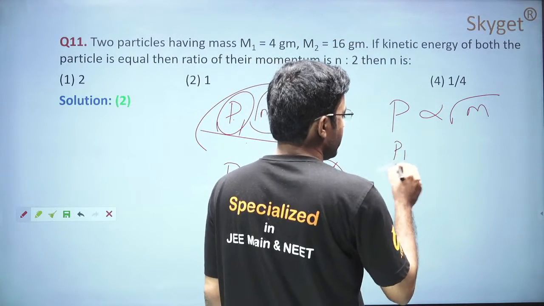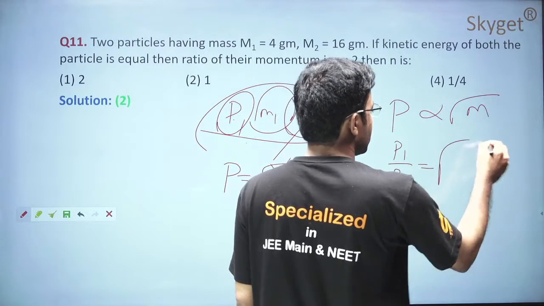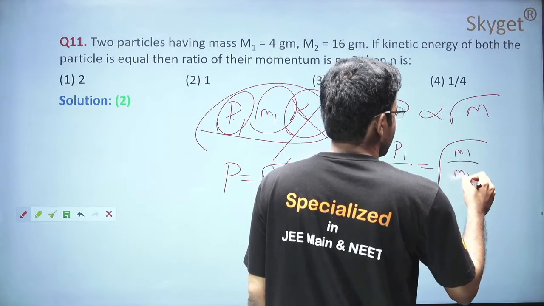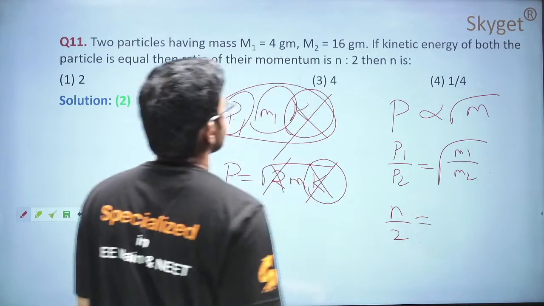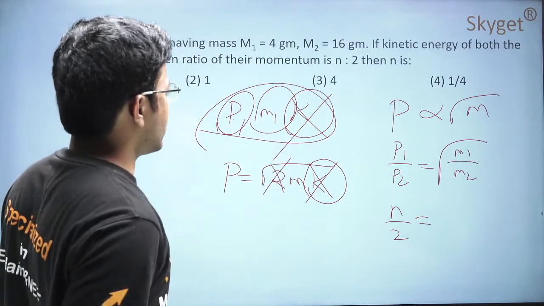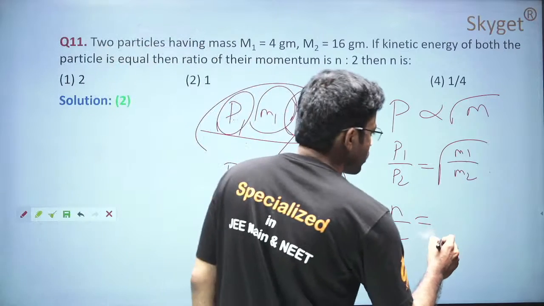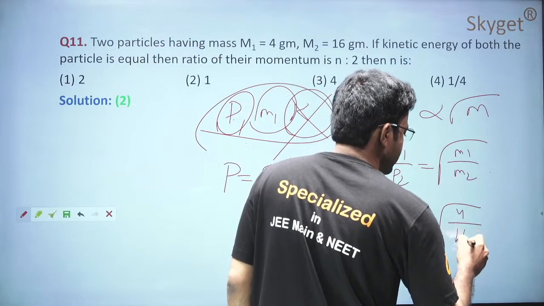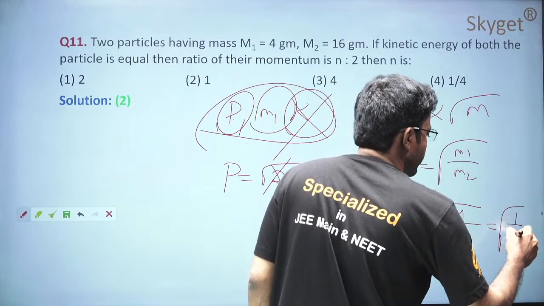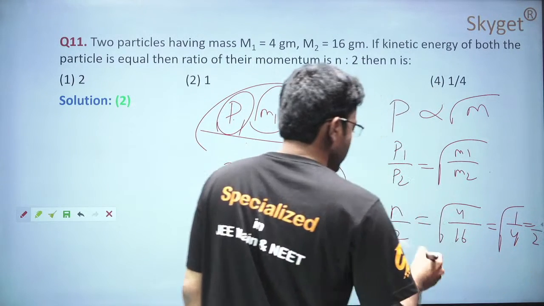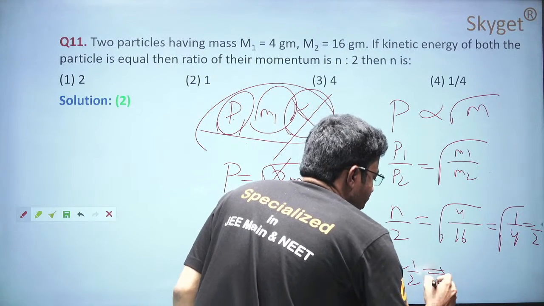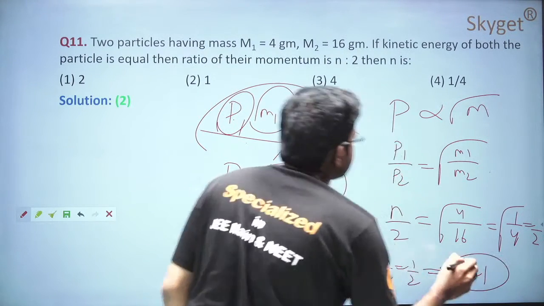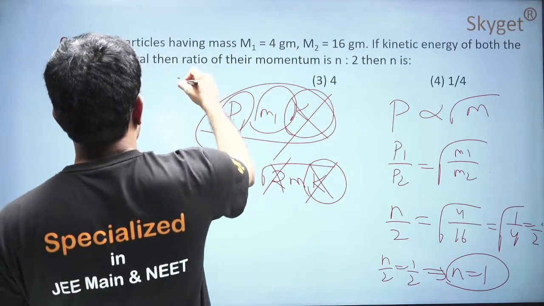So P1 by P2 is equal to root over m1 by m2. He has given the ratio to be n by 2. Then what is the ratio of masses? It is root over 4 by 16, that is root over 1 by 4, which is nothing but 1 by 2. So n by 2 is equal to 1 by 2, that implies the value of n is 1. So this is option 2.